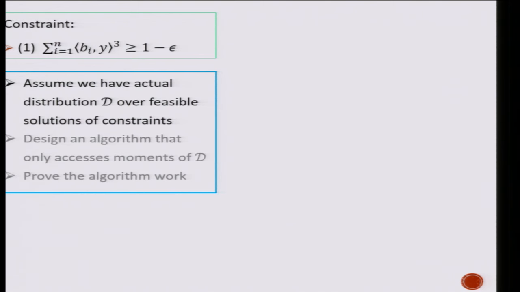So for our problem, let's do the thought experiment. We have a constraint, which is the sum of bi dot y cubed is larger than 1 minus epsilon. So let's first examine what the feasible solutions are. We have already done this before. All the feasible solutions are actually one of the bi's plus a little bit of noise, because we have some epsilon error here.